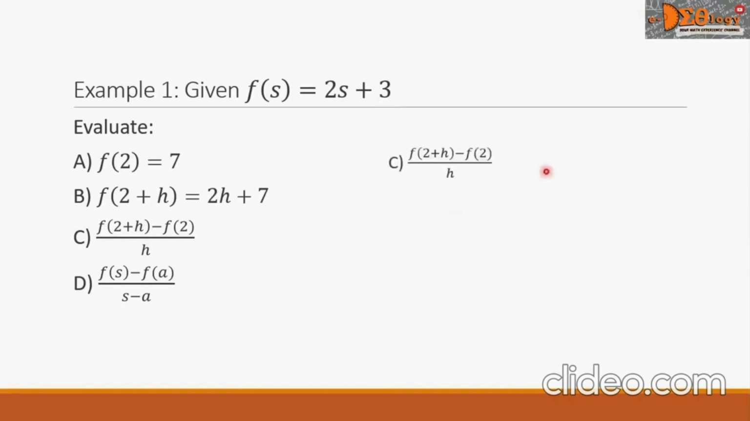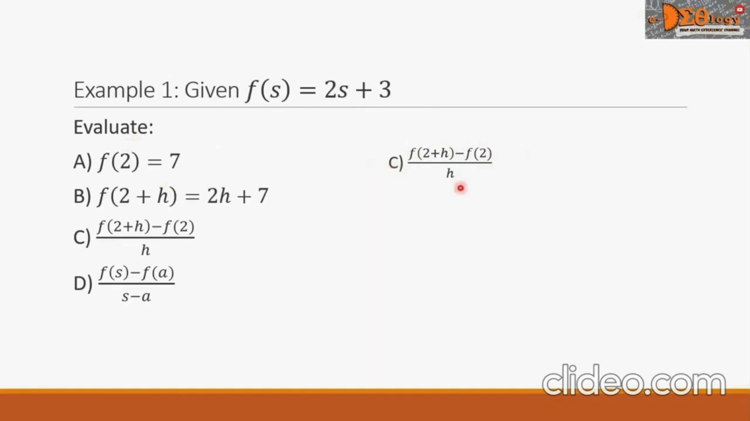Let us simplify the fraction. The numerator is f of 2 plus h minus f of 2, all over h. I hope you notice that the first function here is our function b, and the second function f of 2 is our first function a. And all over the h.